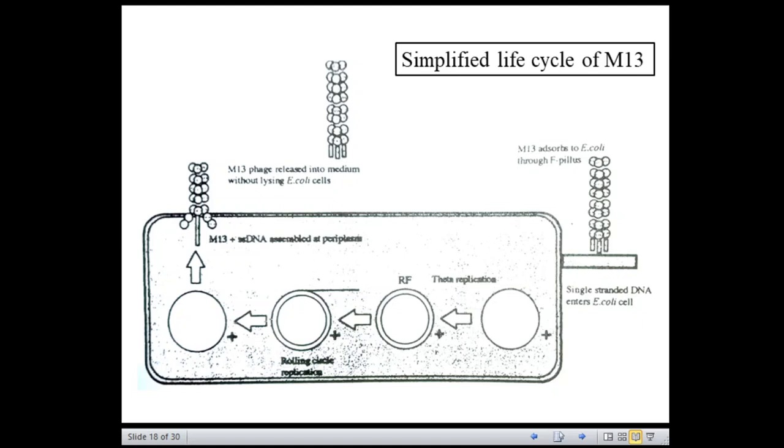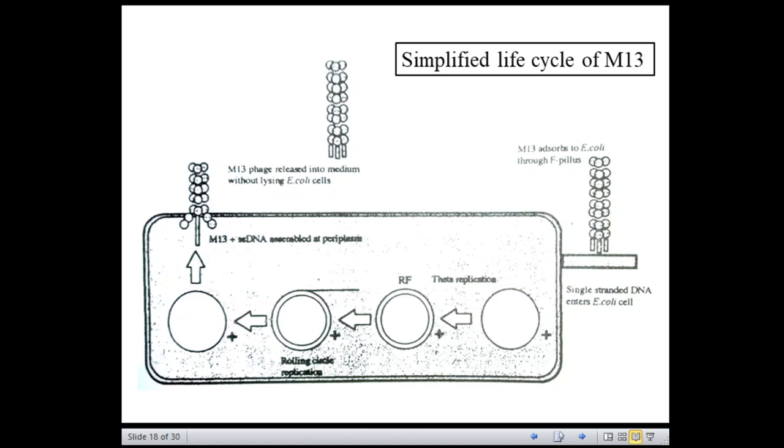In the last class, we were discussing M13 and phage based cloning vectors. M13 is a filamentous coliphage with a genome composed of single-stranded circular DNA.